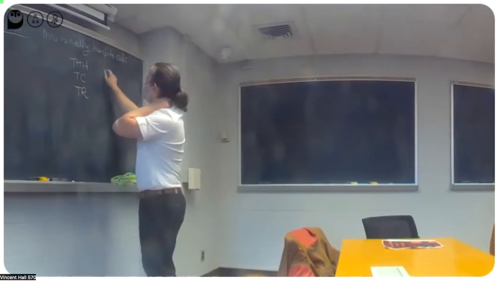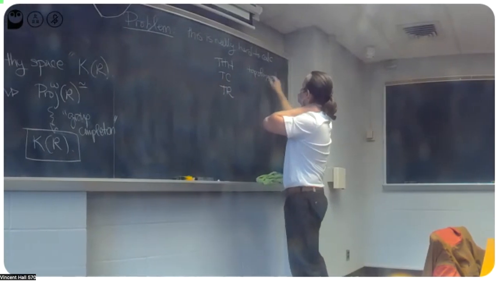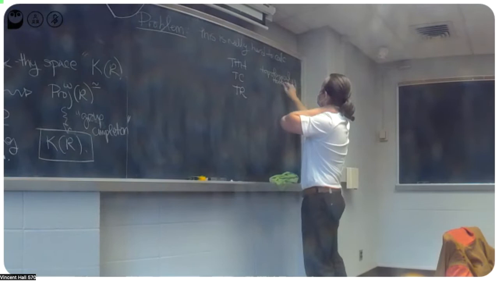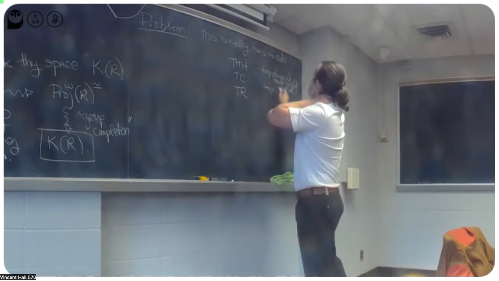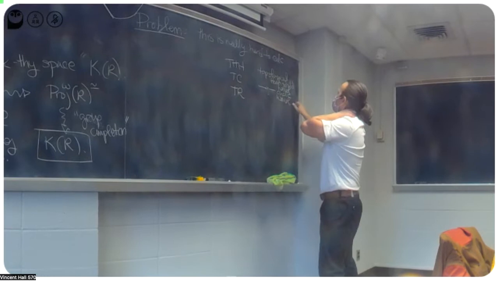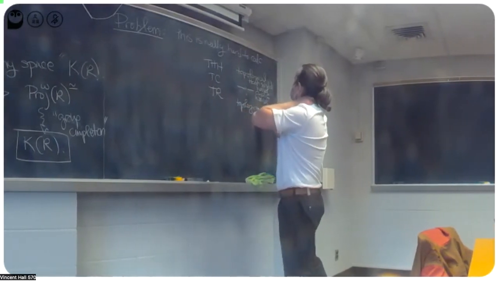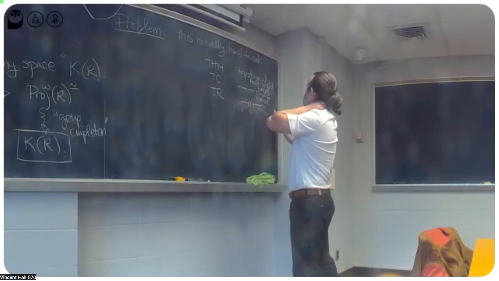So this thing is called topological Hochschild homology. This thing is topological cyclic homology. This thing is called topological restriction. Can't even follow my own conventions.